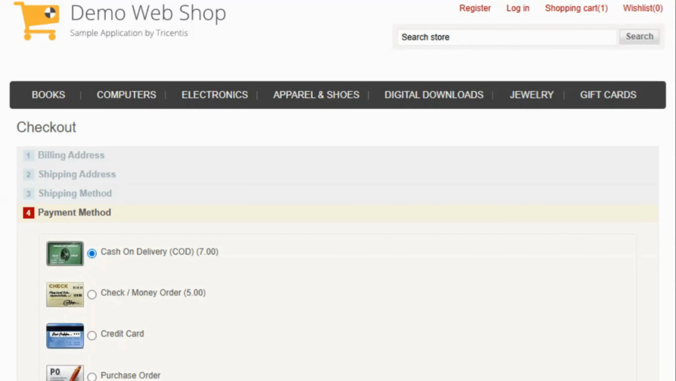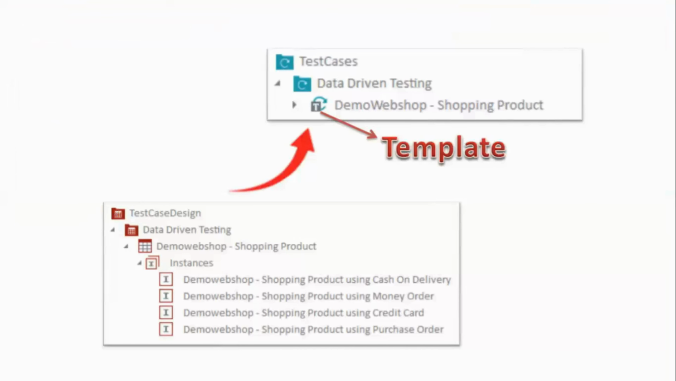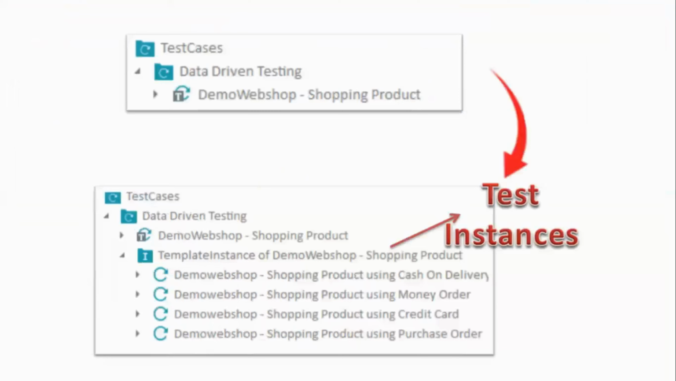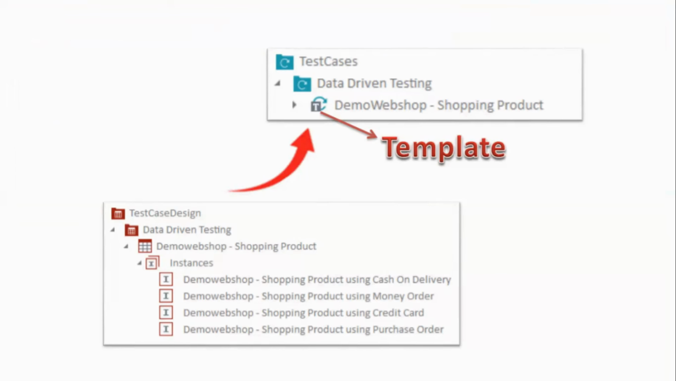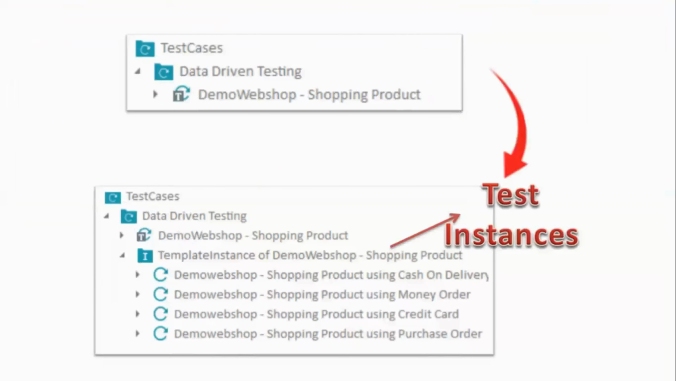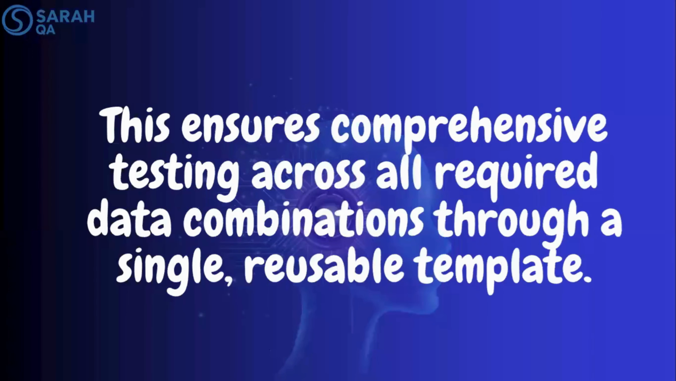So there are going to be 4 different test cases in order to validate the shopping product flow. Instead of writing 4 different test cases, what I can do is create one template which will cover the end-to-end shopping product flow and create a test sheet which will have the 4 instances for the different payment methods. Using the template and the test sheet, I can create the test instances which will be used for testing the 4 different payment methods. This way, I can cover multiple data combination testing using a single reusable template.